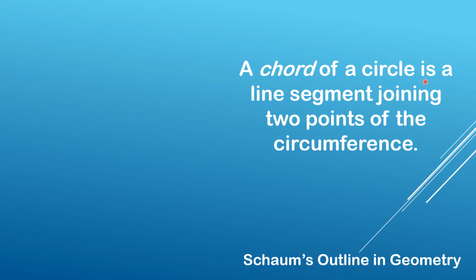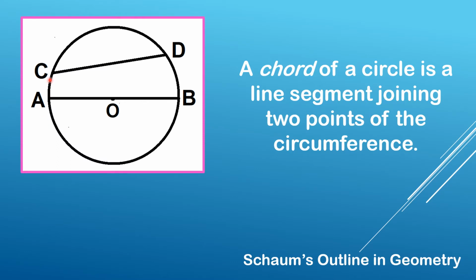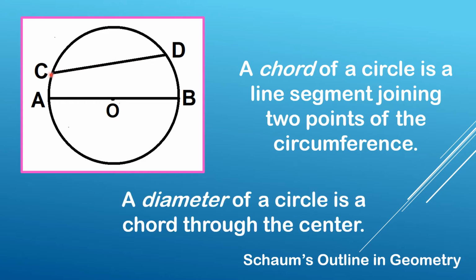A chord of a circle is a line segment joining two points of the circumference. So notice points C and D, and if we connect them using a line, this becomes a chord. We have chord CD. A diameter of a circle is a chord through the center. Notice that this was shown beforehand already. This is a chord that passes through the center, and so it's called a diameter. This is the longest chord.